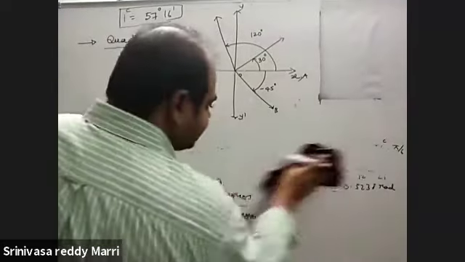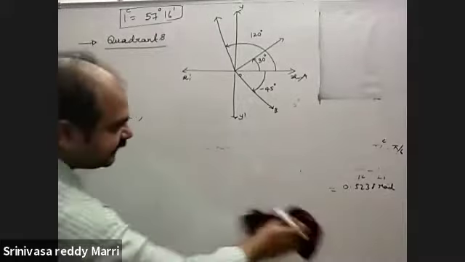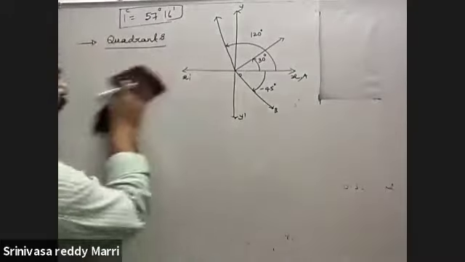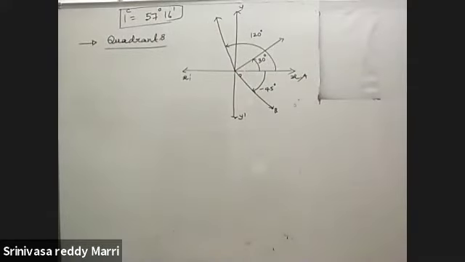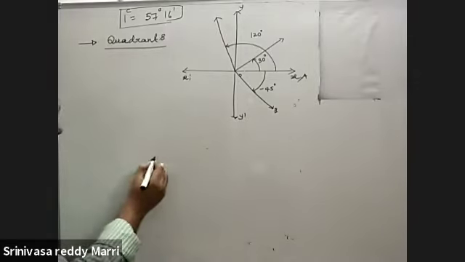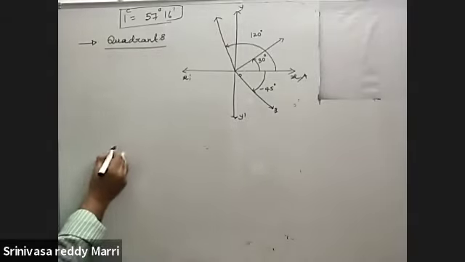So the positive x-axis can be treated as the initial ray. If the angle is positive, measure in the anti-clockwise direction with OX, and if the angle is negative, measure the angle in the clockwise direction with OX. Now look at this quadrant concept, whatever it is.